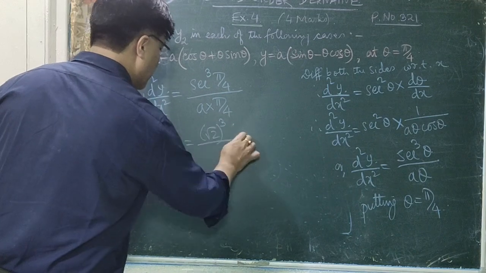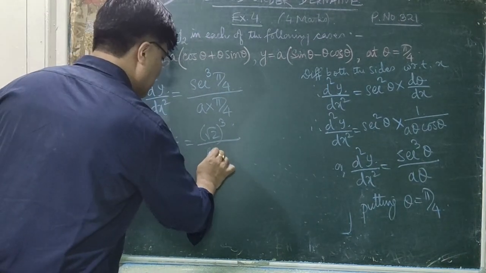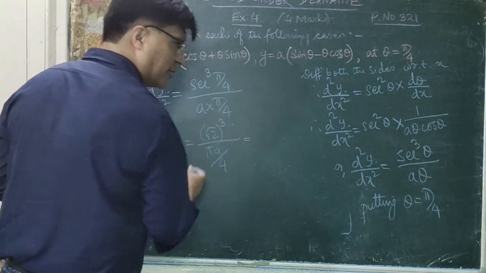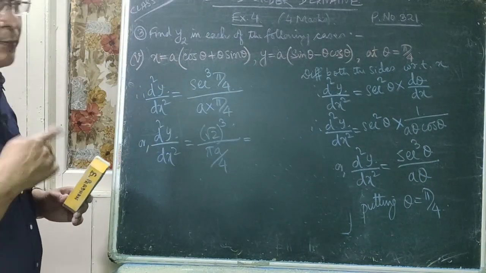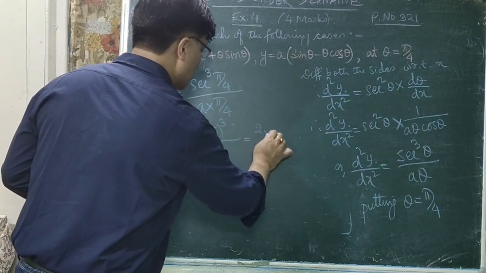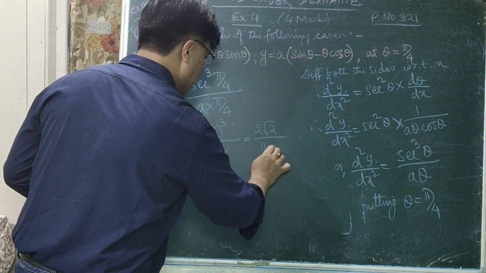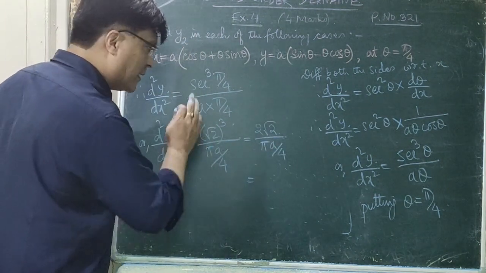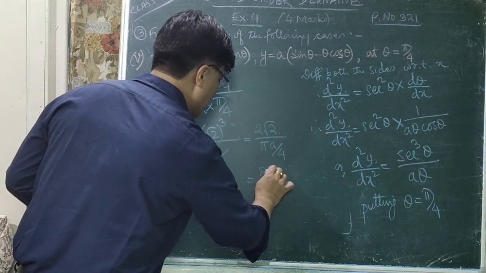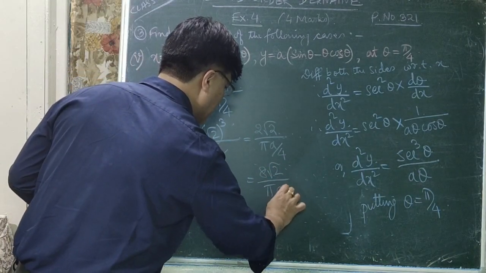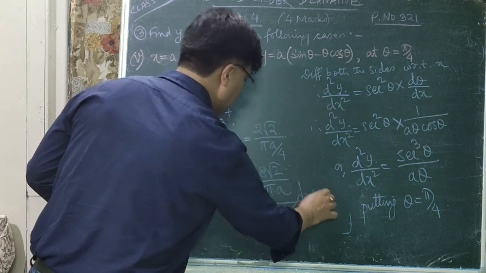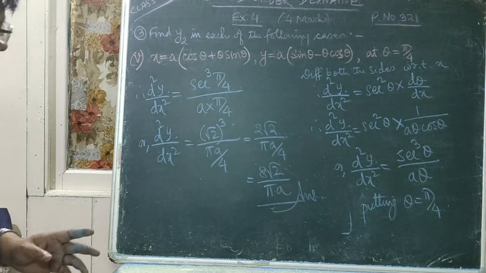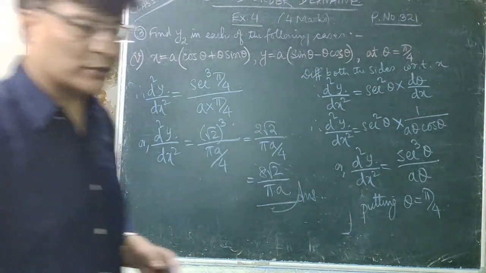Root 2 whole cube divided by pi a divided by 4, which is equal to, what is root 2 whole cube? You know that. Root 2 whole cube is root 2 multiplied thrice, so it is 2 root 2, divided by pi a by 4. Now after simplification, 4 goes up in the numerator and is multiplied by 2 root 2 to get 8 root 2 divided by pi a. So this is the final answer. Is that clear now? So now you can copy it. We'll do the next question now.